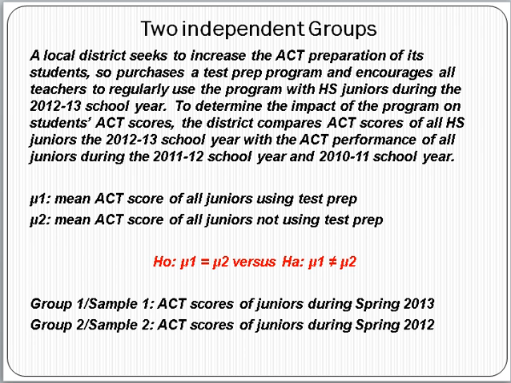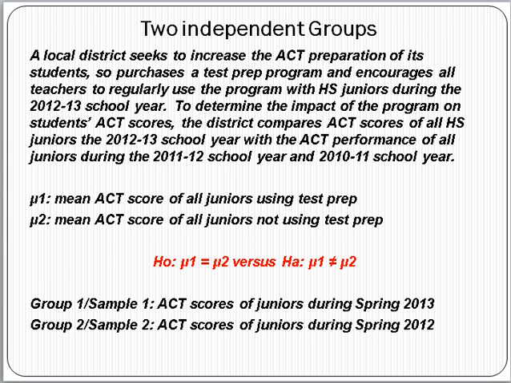Okay, so what we're trying to do is make an inference about the mean ACT scores, not just of those in the samples, but of all juniors using test prep. That would be our mu1, versus the mean ACT scores of all juniors who do not use test prep or use traditional methods to prepare for the ACT.